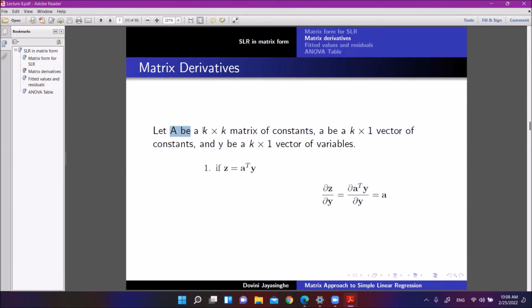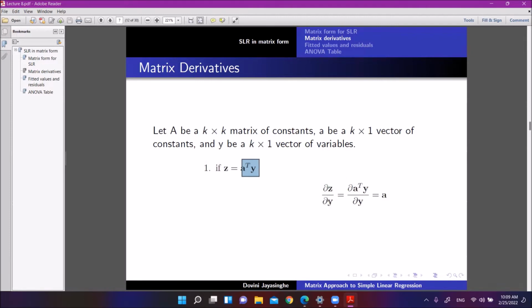So this is a matrix, a symmetric matrix, no, not symmetric, but k by k matrix. And this is k by 1 vector of constants. All these are constants. And y be a k by 1 vector of variables. So let's say z is equal to a transpose y. a transpose means it's becoming 1 by k, right? Times y, this is k by 1. Otherwise, we cannot multiply. If we don't transpose this one, we cannot multiply, right?